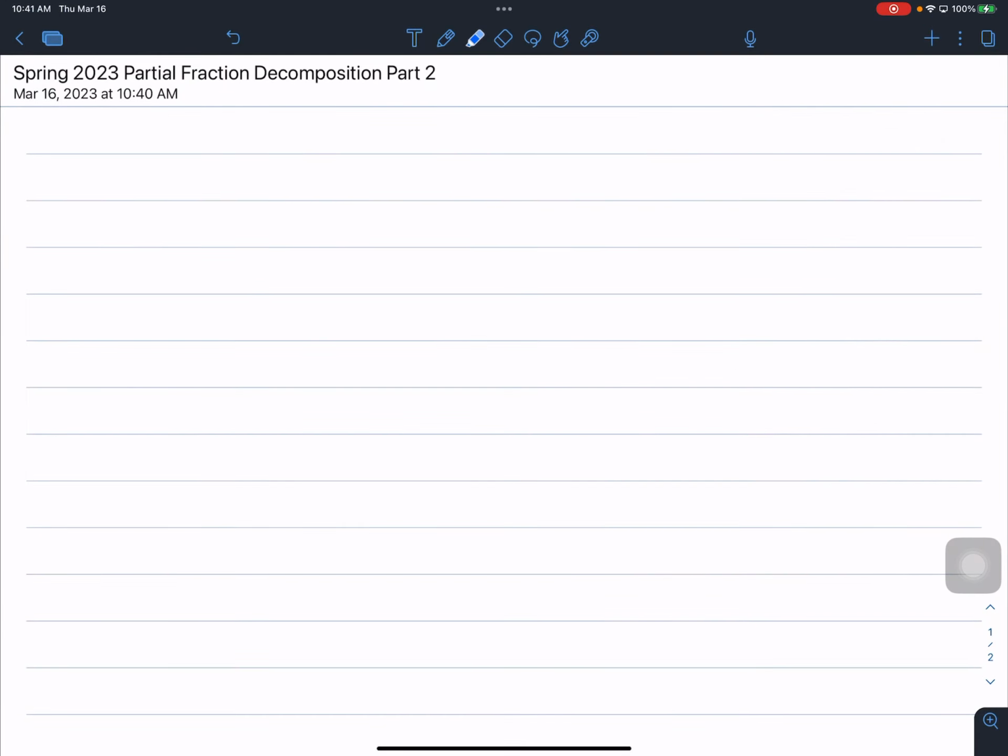All right, ladies and gentlemen, we're going to look at some of this here. Repeat linear, we've done repeat linear. Distinct linear, okay. Quadratic. Okay, so we're going to look at our first quadratic factor.